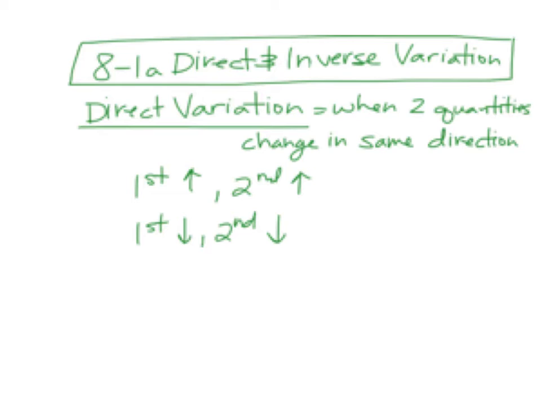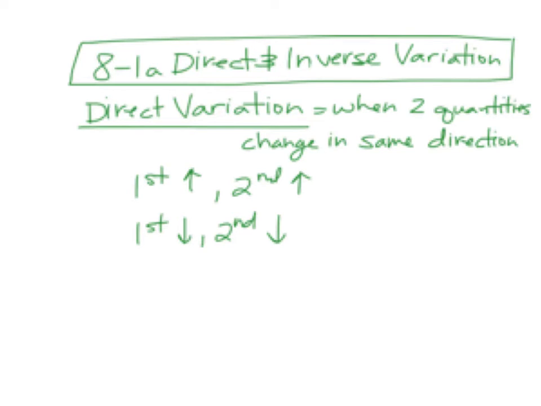Here's a couple of examples. Maybe write one of these down just to give yourself a for instance. If you are going on a trip, the distance you traveled with the time spent are a direct variation. The longer the distance, the more the time, right? They're both going up. Further the distance, greater the time. So that'd be one example.